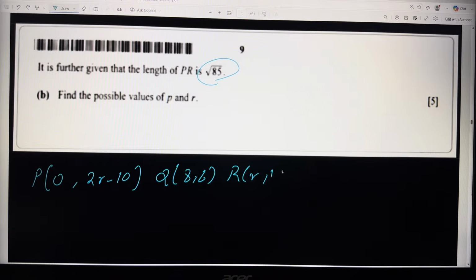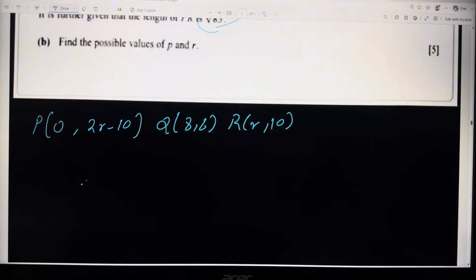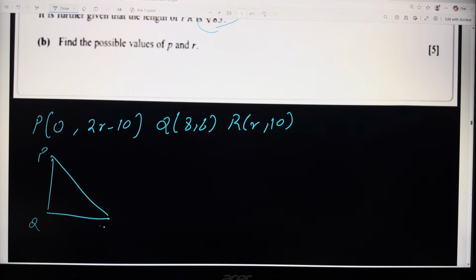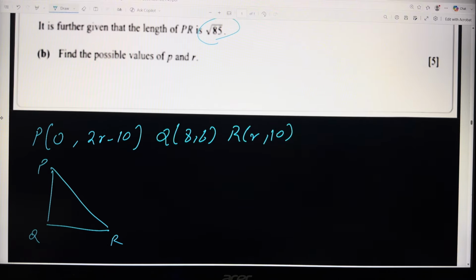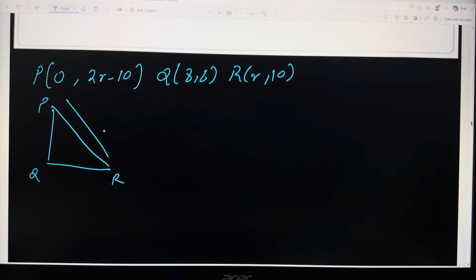Okay, so R and 10, and PQ is perpendicular to QR. So P, Q, R. It is given that the length PR is root 85. Now, if this is equal to root 85, we can just use the formula to find r, because they want p and r. So I substitute the y coordinate of P with 2r minus 10.